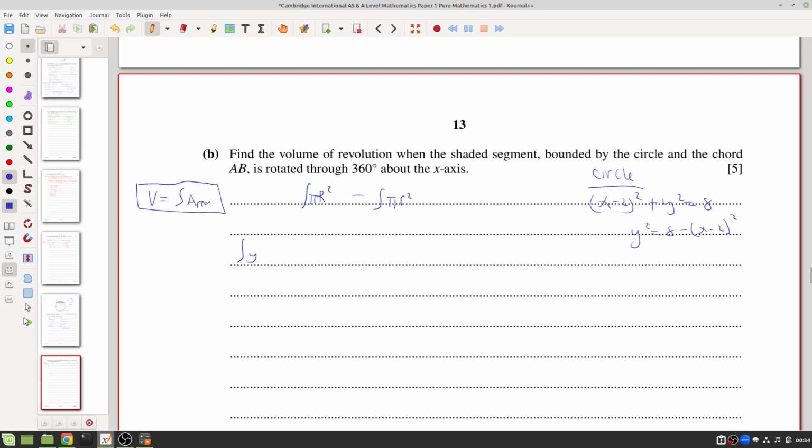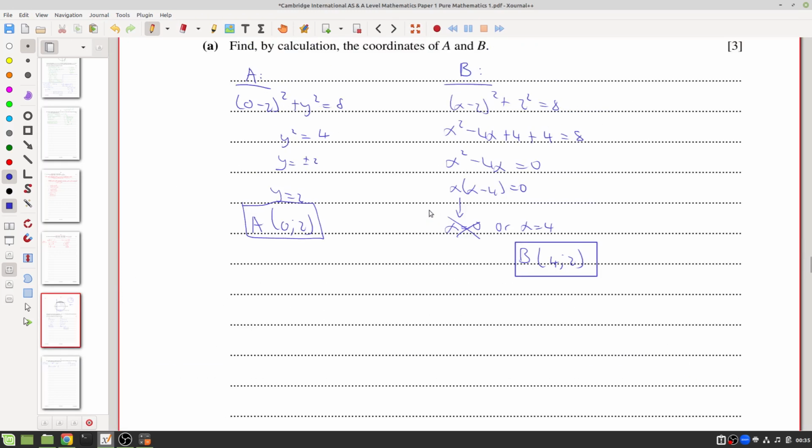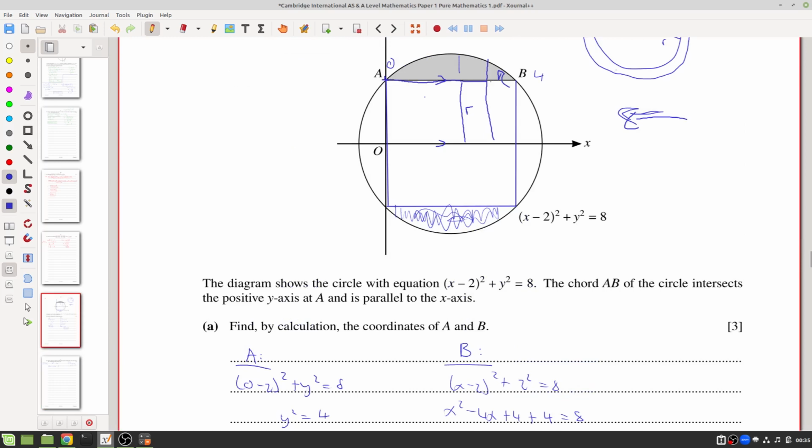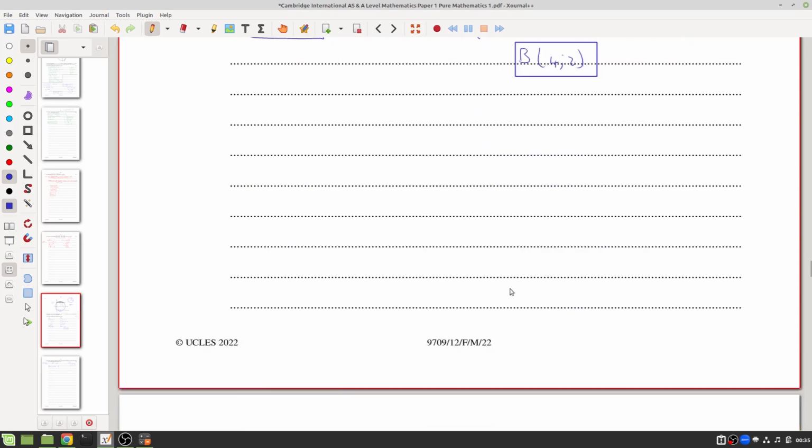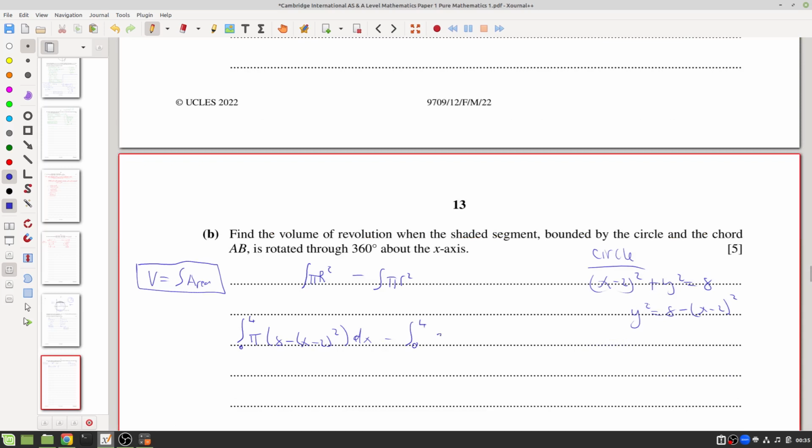Okay, so we're going to integrate pi times the radius squared, and our radius is y, right? And our y in this case is 8 minus x minus 2 squared. So it's pi y squared with respect to x minus, and we said we're going to do this from 0 to 4. Minus, and this one we're also going to integrate from 0 to 4 this equation. And what is this equation? That equation is just y equals 2, right? That's the equation of that line. So y equals 2. So pi times y squared, and our y is just 2 in that case.